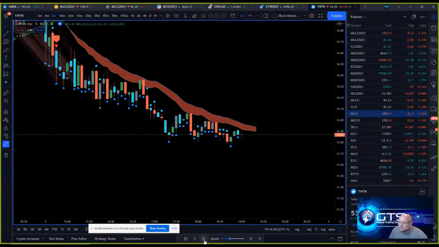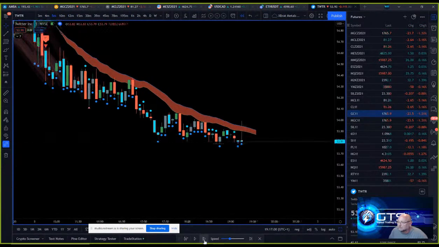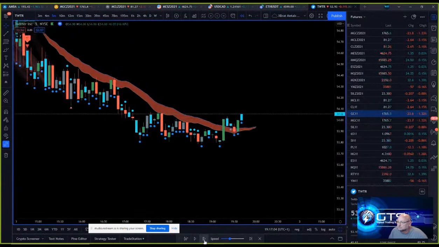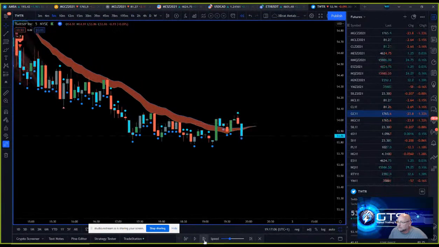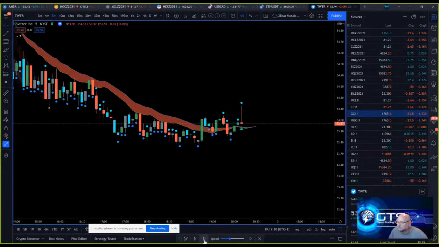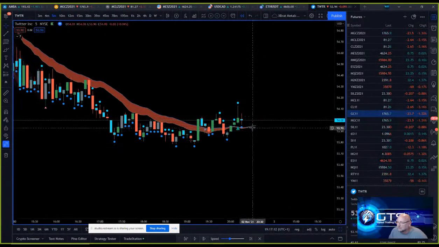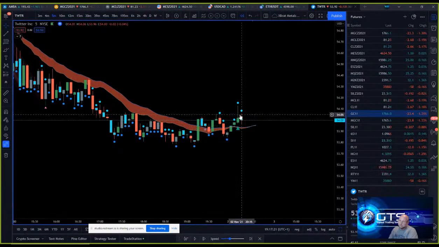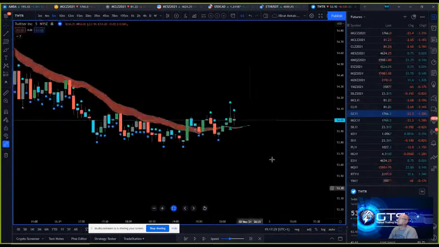So if we play that forward, only when the cloud turns green do we get out. There were a couple of opportunities to get out with this higher than average volume, but it's when the cloud turns green at this point that you get out. That's a great short on Twitter.